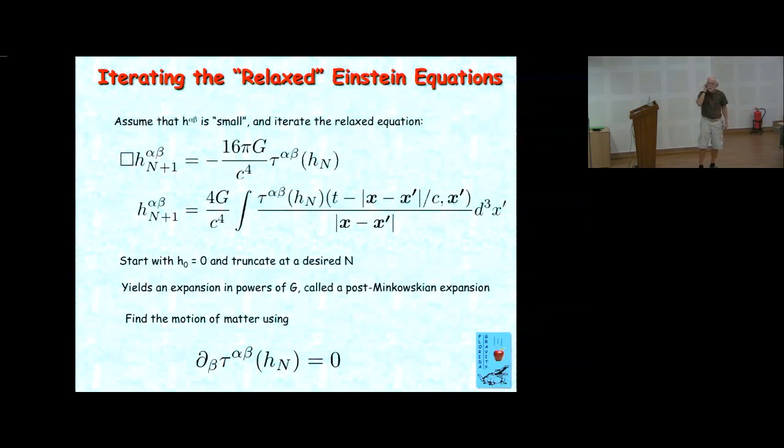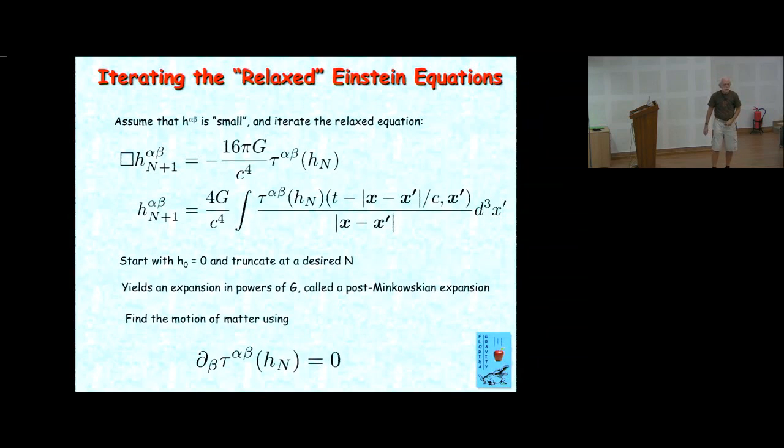Well, how does one do that? You notice that the right-hand side, the tau here, that contained the Landau-Lifshitz pseudotensor, contained H itself. So this is a bit awkward. We have a wave equation for H with a right-hand side that involves H itself. Well, H is small. All the contributions of H on the right-hand side, there are some inside the matter stress-energy tensor, but the Landau-Lifshitz piece and that harmonic piece were all quadratic in H, at least. So if H is small, the terms on the right-hand side are even smaller.